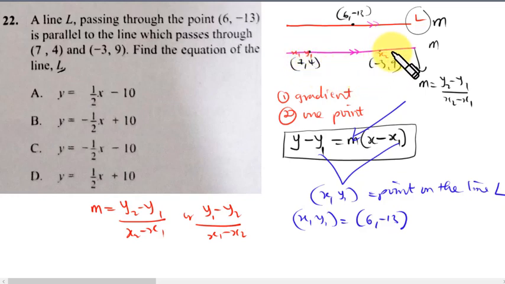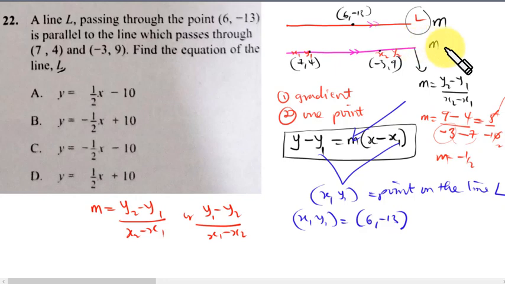And let this be my x2, this will be my y2. So I have the gradient to be y2, which is 9, minus y1, which is 4, then x2, which is -3 here, minus x1, which is 7 here. So 9 minus 4 is 5, and -3 minus 7 is -10. 5 divided by 5 is 1, and 10 divided by 5 is 2. So I have -1/2. So this is the gradient of this line.